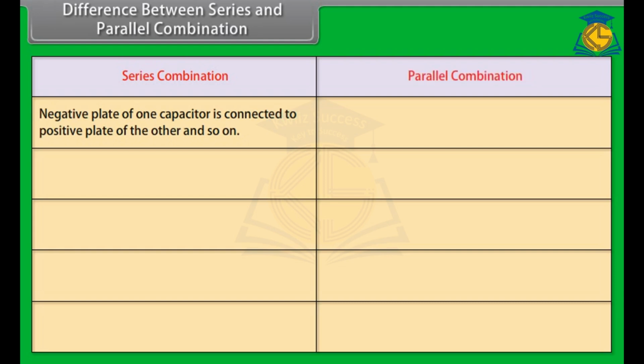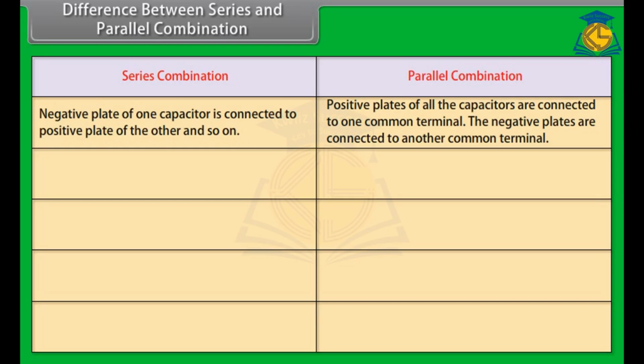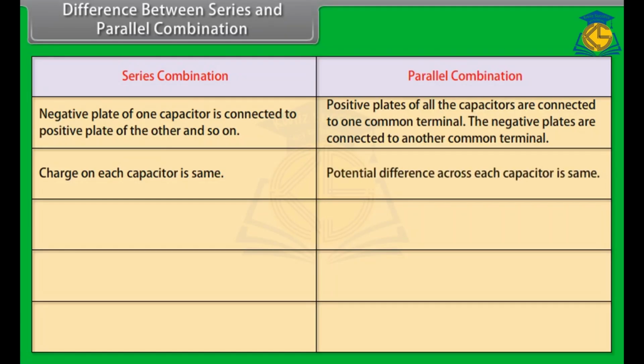Whereas in parallel combination, positive plates of all the capacitors are connected to one common terminal, and negative plates are connected to another common terminal. In series combination, charge on each capacitor is same, whereas in parallel combination, potential difference across each capacitor is same. In series combination, V is equal to V1 plus V2 plus V3, whereas in parallel combination, Q is equal to Q1 plus Q2 plus Q3.